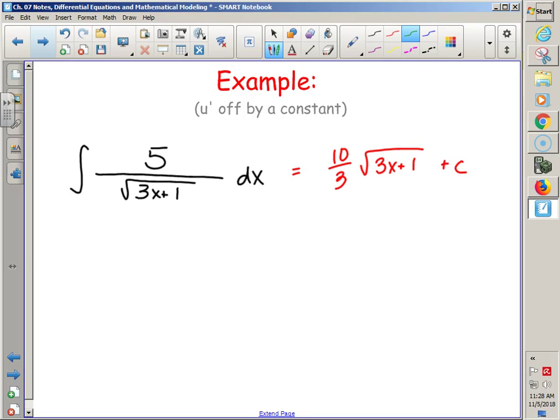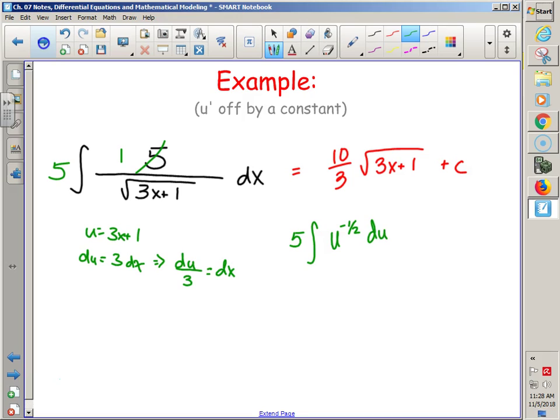What would your u be? Yeah, the u is pretty basic, right? As Aryan said, we could just pull the 5 out and not even need to think about it. It doesn't need to be considered in the u sub in any way, shape, or form. My du is going to be offset by a 1/3 in order to make that chain rule stick. We can rewrite this integral as 5 integral of u to the negative 1/2 du, but I also need a third, right?